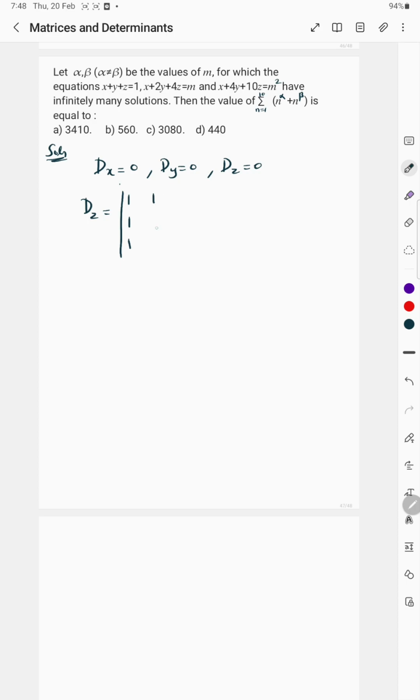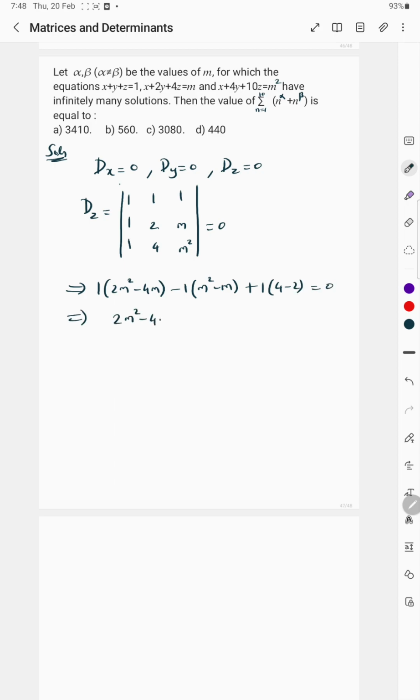So Dz = 0. The coefficients of the system have to be put inside the determinant: 1 1 1, 1 2 4, and here it will be 1 4 m² is equal to 0. After we solve this determinant, we have 1 into (2m² - 4m) - 1 into (m² - m) + 1 into (4 - 2) = 0. That is 2m² - 4m - m² + m + 2 = 0.